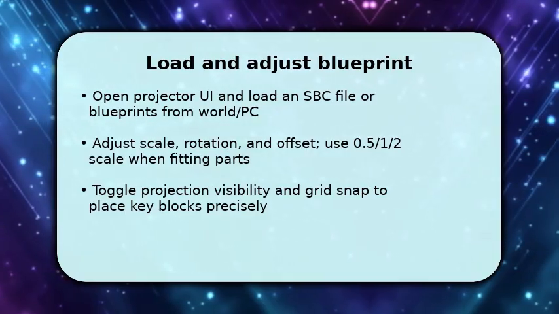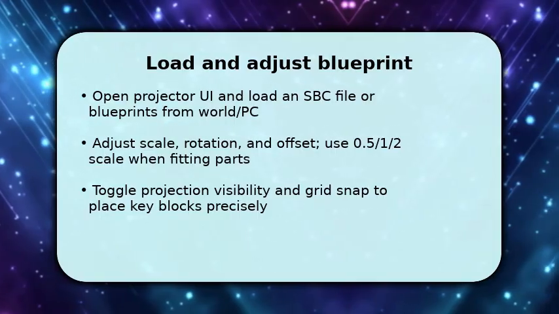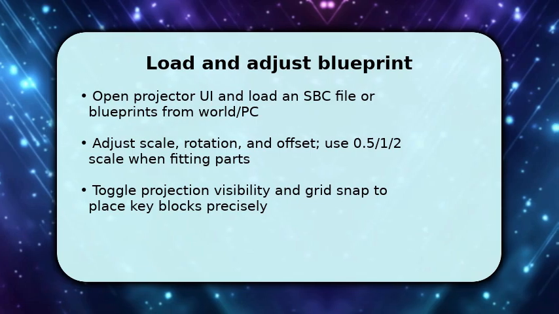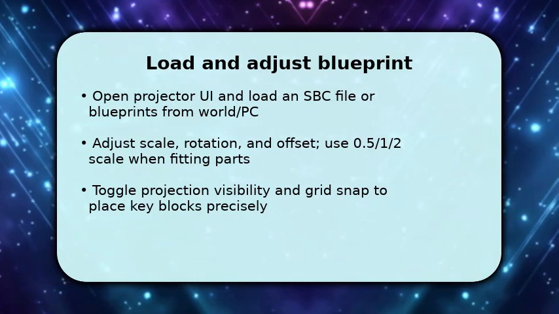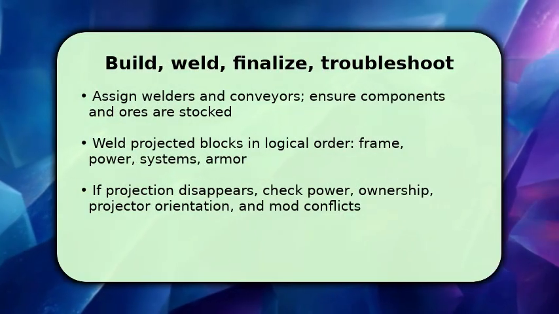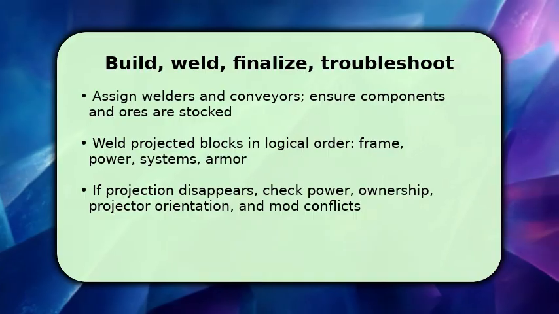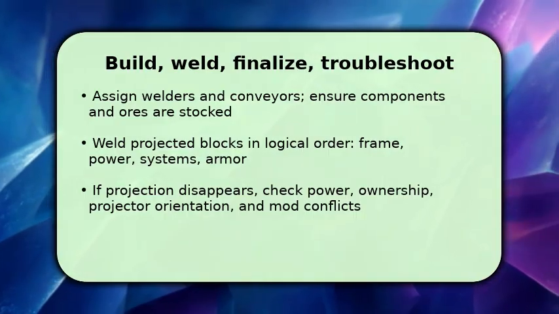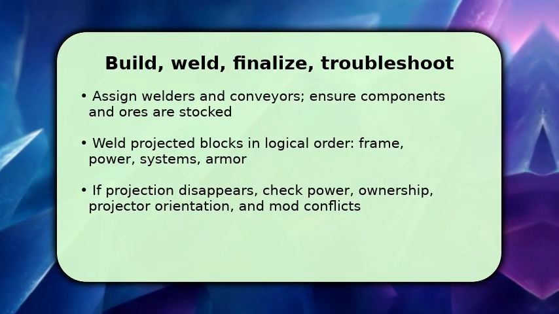Make sure the projection color and transparency settings are readable. Then confirm the projection anchor point so welders will reach every projected block. Now you follow the hologram. Bring welders close and start welding from the frame inwards, prioritizing power and gyroscope blocks so systems boot early.